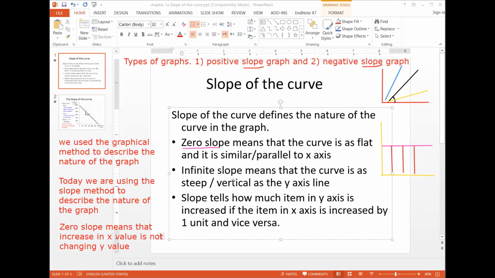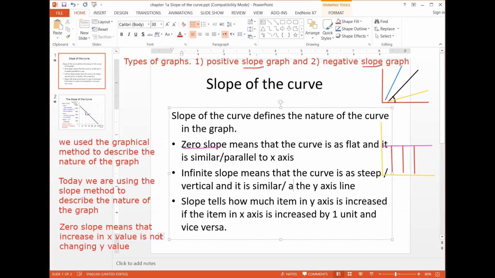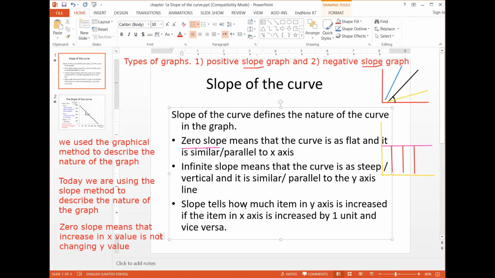If in an example the y value is not changing, we can call it a zero slope line. Similarly, a line can have an infinite slope. Infinite slope means that the curve is steep, vertical, and similar, or parallel, to the y-axis line. This is how we describe the infinite slope.